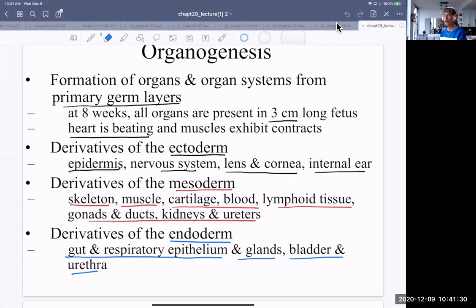And when that fusion occurs, there are two blocks to any more sperm getting into the egg. Those are a fast block and a slow block that prevents polyspermy. So that prevents more than one sperm from fertilizing the egg.